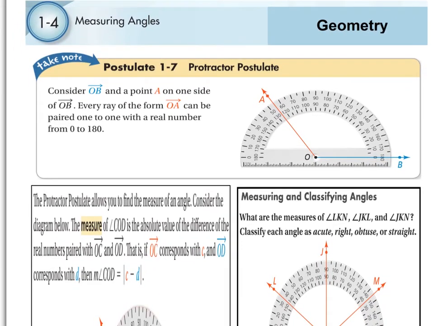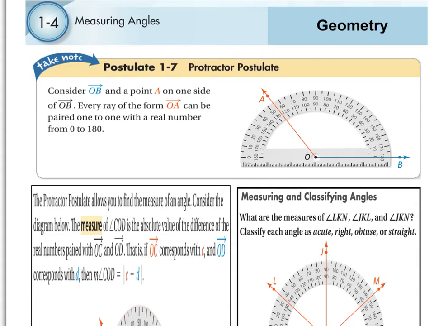All right, postulate 1.7 talks about the protractor postulate. Consider ray OB and a point A on one side of ray OB. Every ray of the form ray OA can be paired 1-to-1 with a real number from 0 to 180 degrees. Many of you have seen a protractor. You know how to work a protractor.